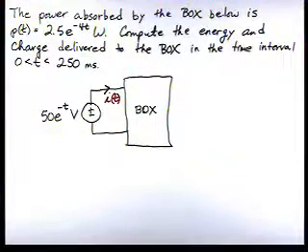In this problem, we're told that the power absorbed by the box below is P of t equals 2.5 e to the minus 4t watts. We're asked to compute the energy and charge delivered to the box in the time interval 0 less than t less than 250 milliseconds. We can see our voltage source there is 50 e to the minus t volts. We've got the current labeled.